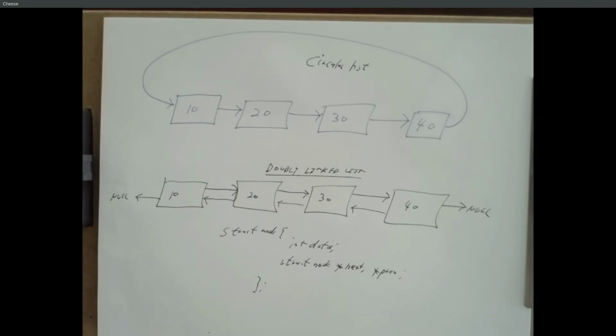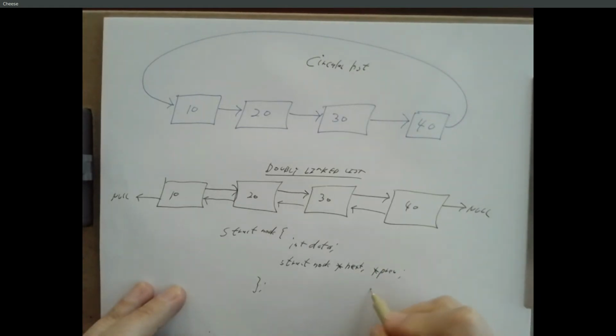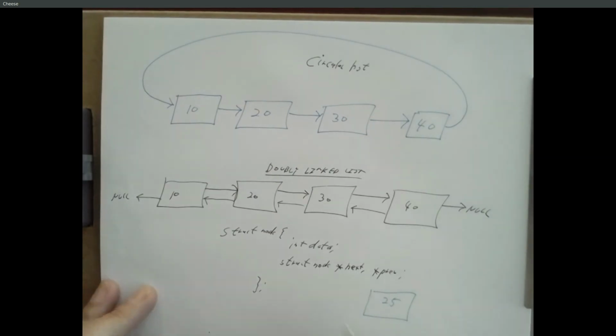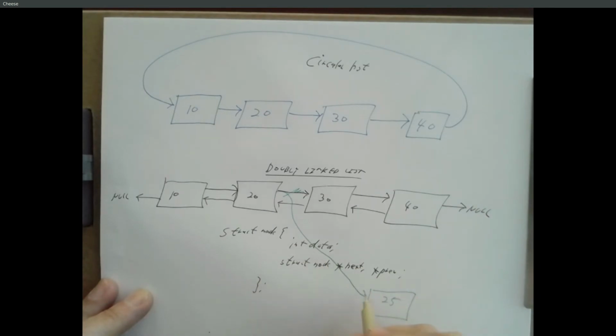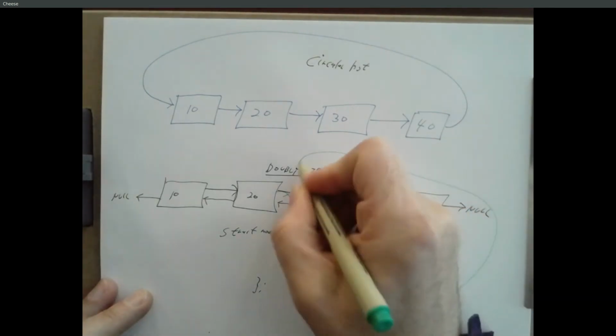The penalty is 2 struct node pointers instead of 1, so more memory. And your code gets a little more complicated. So when I want to insert a new node, let's say I want to insert a 25, well, I have to take the prior node and point to the 25, and have the 25 point to the 30.